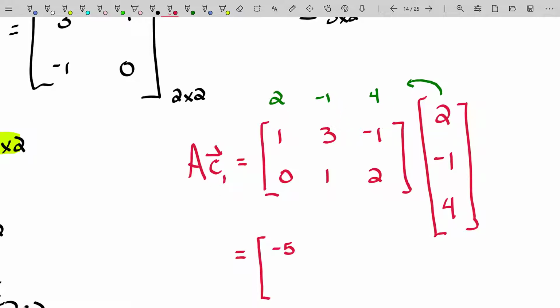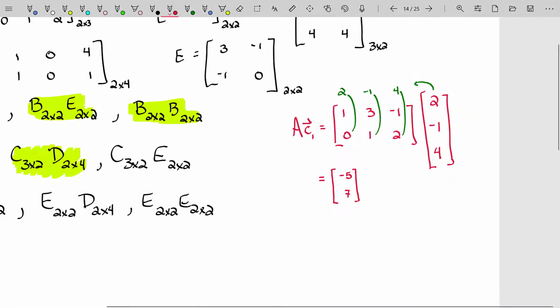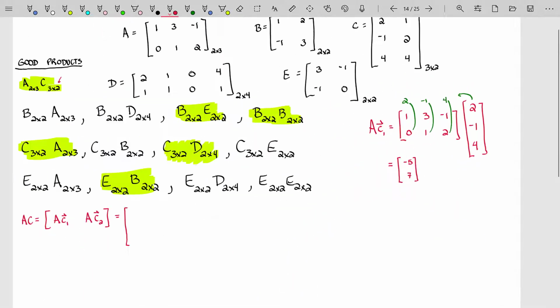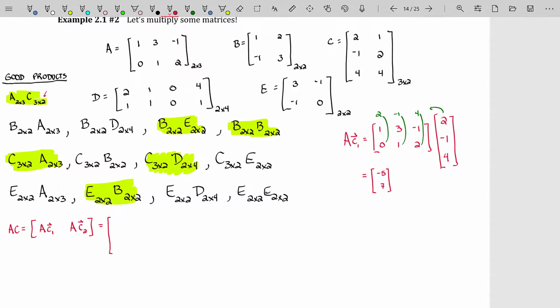And then I do the same thing for the second row. 2 times 0 plus -1 times 1 plus 4 times 2. And there we have it. That is the product of A and column 1 of C. So I'll just write that down over here.